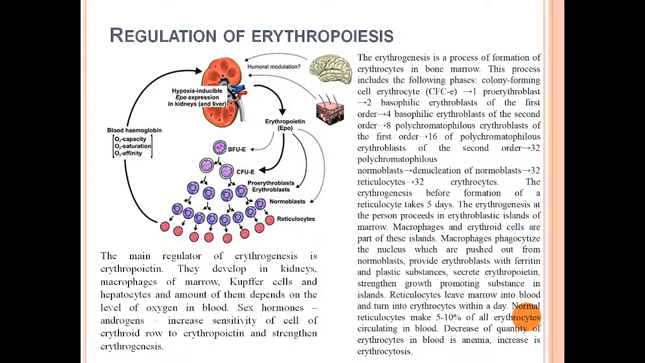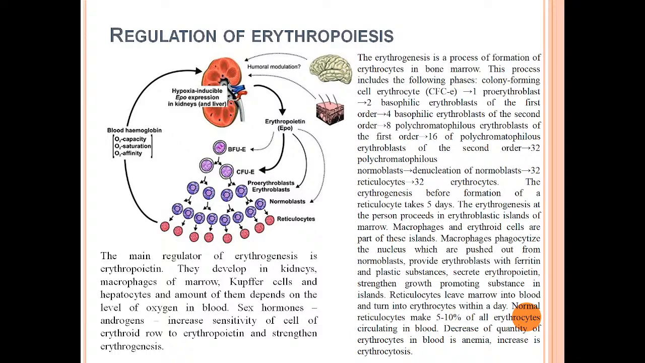The erythrogenesis in the person proceeds in erythroblastic islands of marrow, macrophages and erythroid cells being a part of these islands. Macrophages phagocytize the nucleus, which are passed off from normoblast, provide erythroblast with ferritin and plastic substances, secrete erythropoietin. Strengthening growth promoting substances in islands. Reticulocytes leave marrow into blood and turn into erythrocytes within a day.